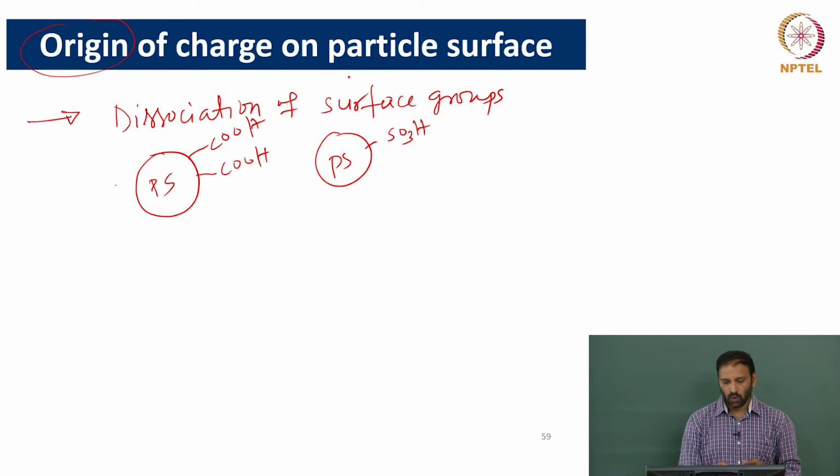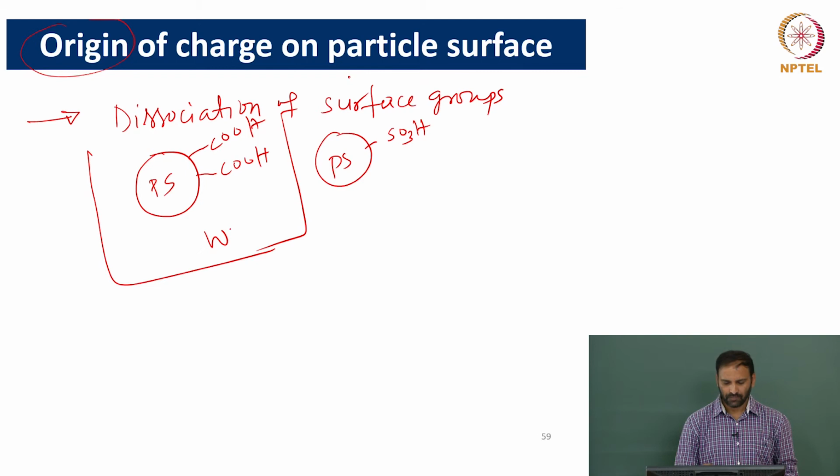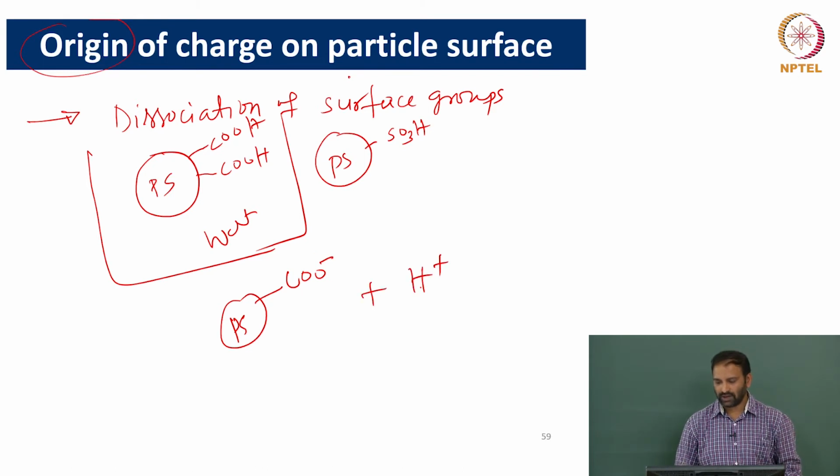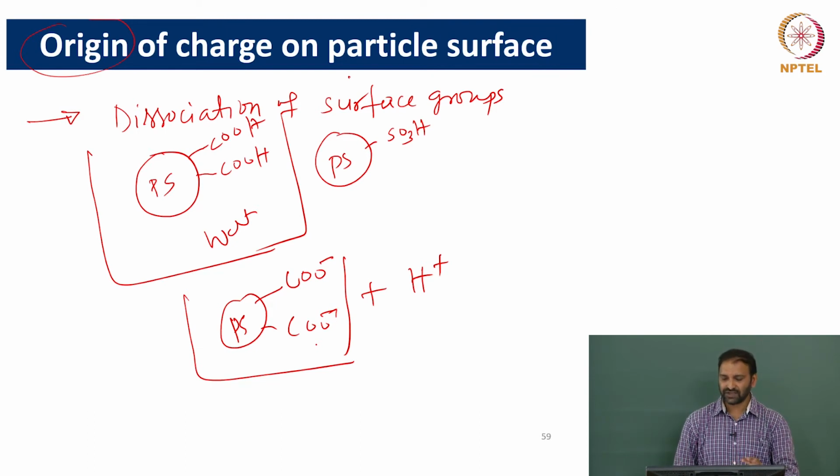Okay. Now, what happens when you have such particles in water? The moment I put such particles in water, the groups that you have dissociate and leave H plus ions in solution. Okay, so that happens for all the groups that are there on the surface. Ultimately, you will end up with a particle that has a charge. Therefore, the dissociation of surface groups is one of the mechanisms by which the particles can acquire charge. Okay, that's one mechanism.